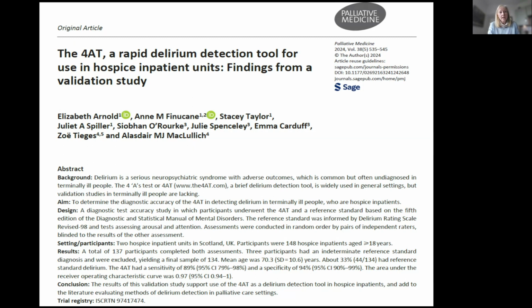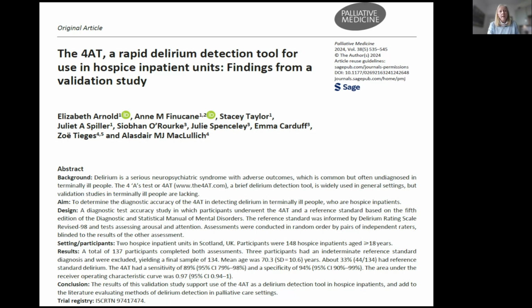And what Liz and the team showed and demonstrated really beautifully is that it is possible to use the 4AT delirium tool to screen for delirium within the inpatient palliative care setting. So Liz showed that the 4AT has a sensitivity of 89% and a specificity of 94%, so pretty robust for use as a screening tool within the inpatient palliative care setting.